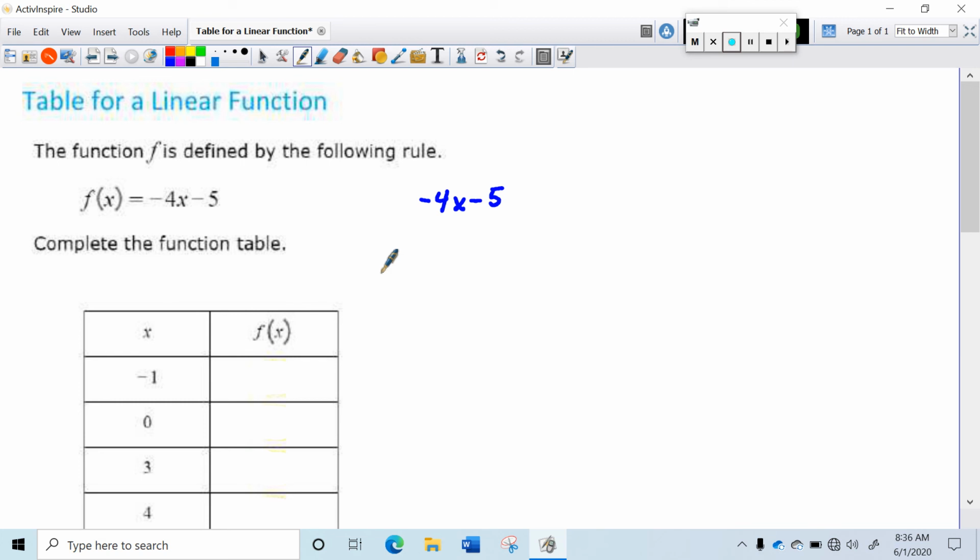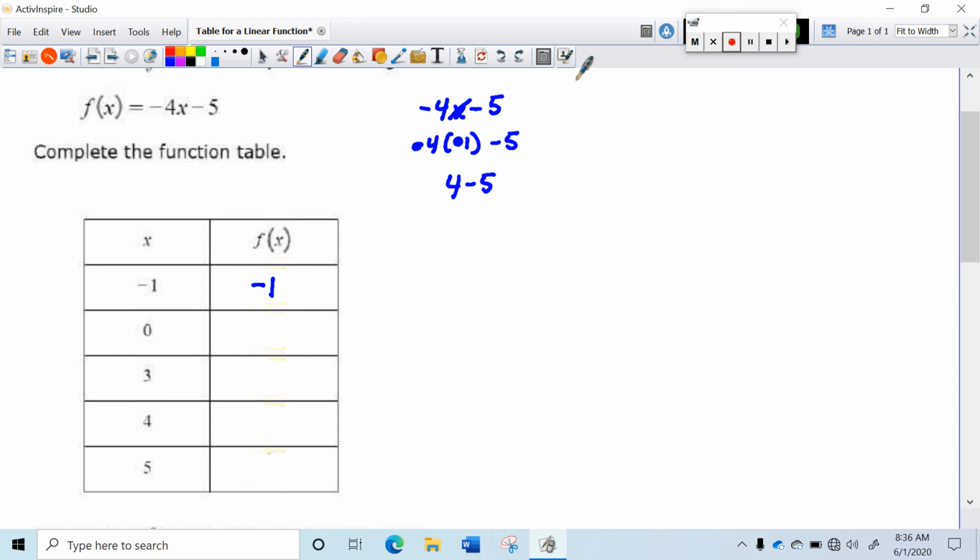The first one, I'm going to replace the x with a negative 1. Now when you replace it, you put it in parentheses. So then you multiply negative times a negative, that cancels each other out. Two negatives cancel each other out when you're multiplying. 4 times 1 is 4, and then you have take away 5. Well, 4 take away 5 is negative 1. So that's what goes there. And then you just do the same thing over and over again. So you're starting with the same function that they gave you each time.